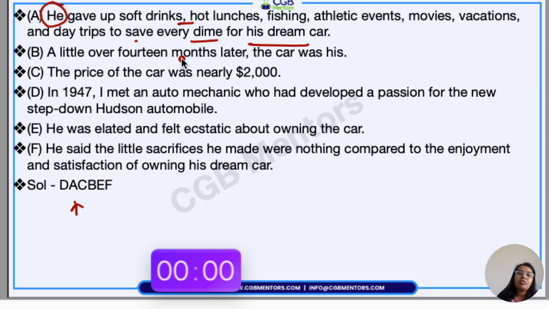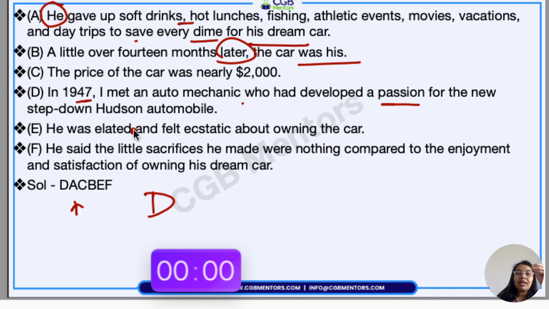A little over 14 months later, the car was his. So whenever आप later की बात करते हो, means there has to be a reference point of time. Later than what? या तो डे होगा, डेट होगी, या फिर एक सेंटेंस में एक्सप्लेन होगा, that starting point of time, और उसके 14 months later ऐसा हुआ. In 47, I met an auto mechanic who had developed a passion for new step down Hudson automobile. So D is of course the first one. It introduces us to this auto mechanic.